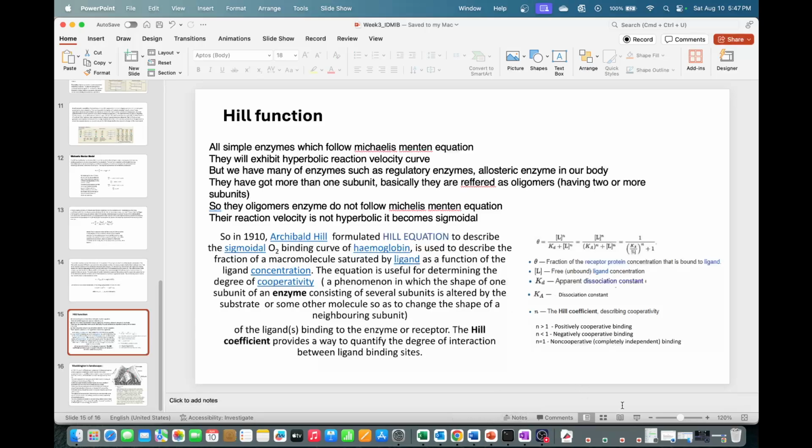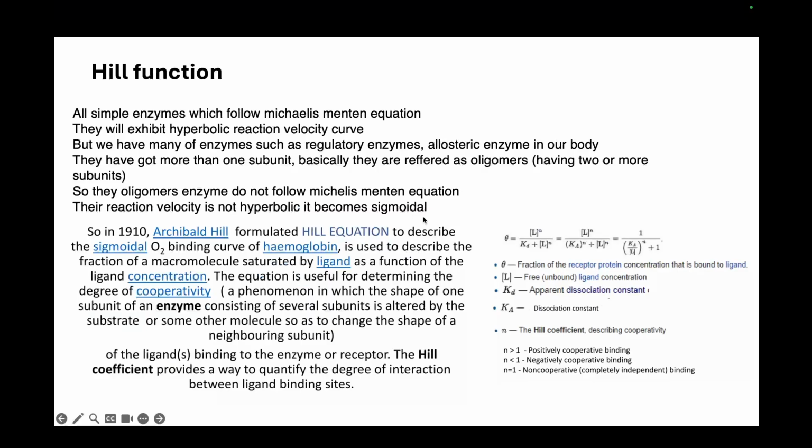Now in the Michaelis-Menten equation you see these kinds of curves, and many of these enzymes, such as regulatory enzymes and allosteric enzymes in our body, do not exhibit simple Michaelis-Menten kinetics, because they have more than one subunit. Basically they are referred to as oligomers, having two or more subunits. So oligomeric enzymes will not follow the Michaelis-Menten equation. If there are multiple subunits of the enzyme reacting together, it will not follow the Michaelis-Menten equation. What will follow is basically the Hill equation.